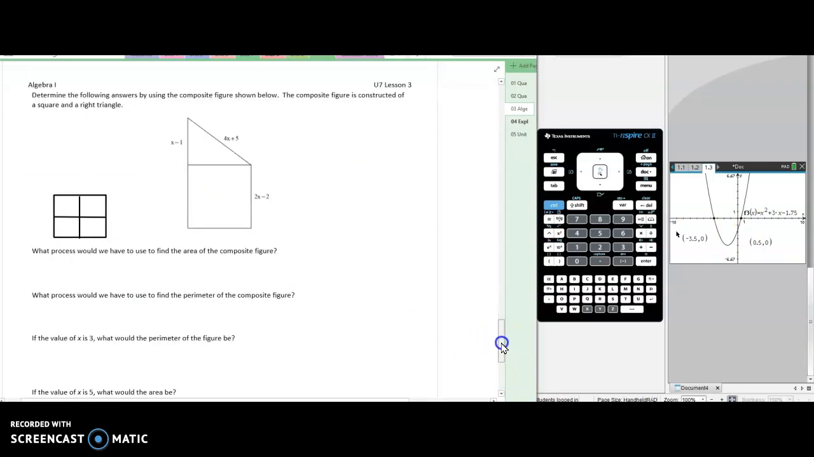All right, this is problem 4. Okay, so what I want you to do is answer these questions. We're going to work through these questions, okay? What process would we have to use to find the area of the composite figure? What would you have to do? And then what process would we have to use to find the perimeter of the composite figure? And then if the value of x is 3, what would the perimeter of the figure be? What I want you to do is answer these 2 questions first. I'm going to pause the video and come back and we'll have a short, brief conversation about those, okay?